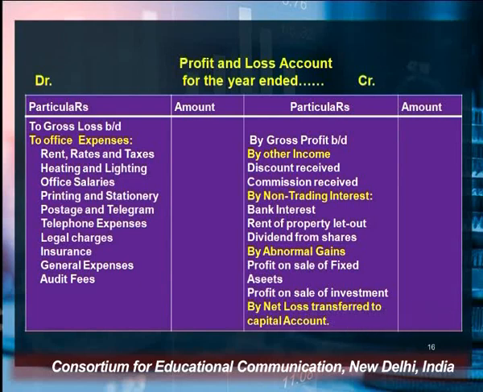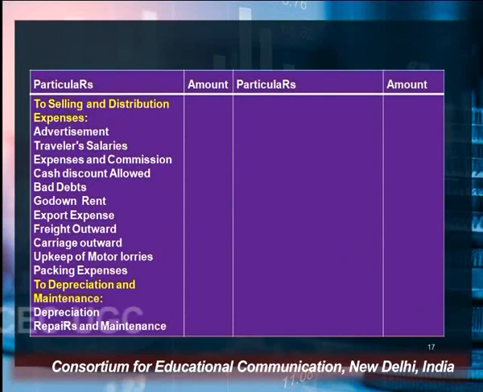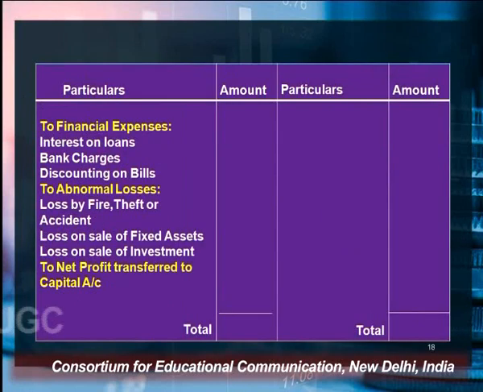And a profit will occur in the case where your credit side, your income, exceeds expenses. If your credit side exceeds expenses, in that case there will be a net profit, and this net profit will be transferred to the capital account. So either there will be a net profit or net loss, whatever it is, that has to be transferred to the capital account. Why capital account?